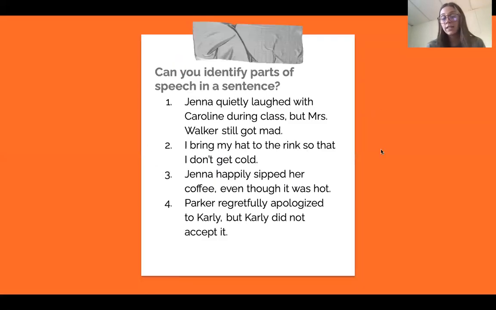So now I have an activity again. Can you identify parts of speech in a sentence? I'll go over the sentences. I'll read them through and then I'll give you a second to pause and do it on your own and identify where there's adverbs, pronouns, and conjunctions. And you can see if you got them right when I go to the next slide.